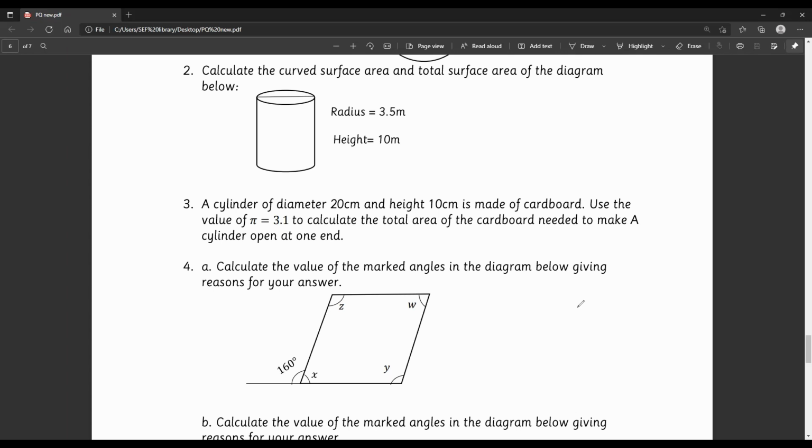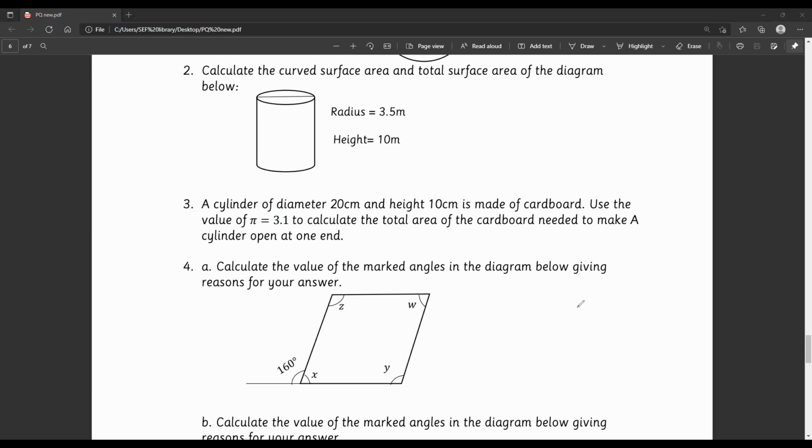In this question, what they are asking us to find is the area of a cylinder when one of the ends is open. And the area of a cylinder when one of the ends is open is given by pi r into bracket r plus 2h.